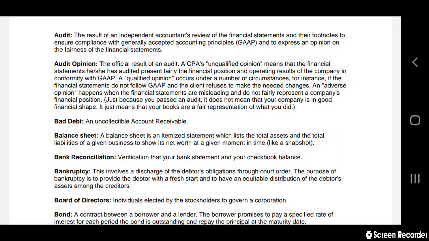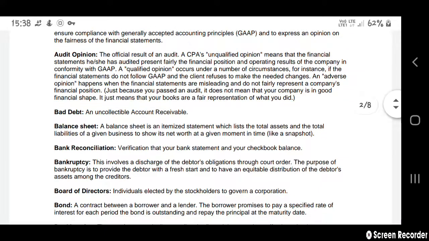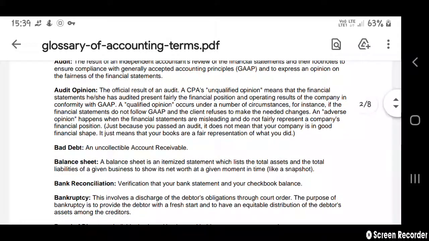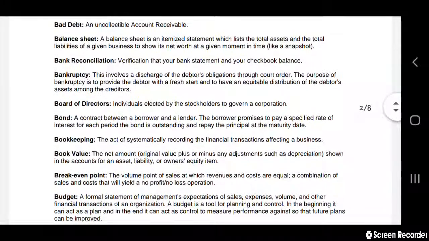For instance, if the financial statements of the company do not follow GAAP and the client refuses to make the needed changes, a qualified opinion is given. An adverse opinion happens when the financial statements are misleading and do not fairly represent a company's position. That may have a bad impact on the company, and we cannot tell correctly about its position. Next, bad debt and uncollectible accounts receivable.